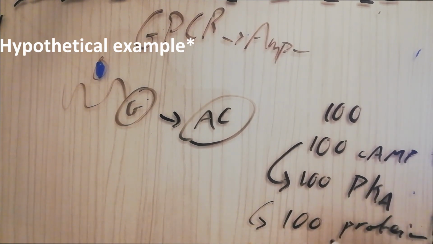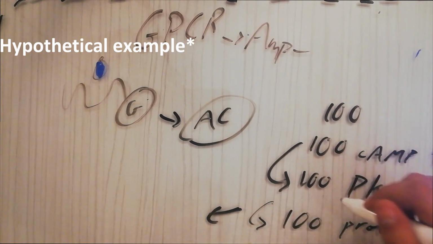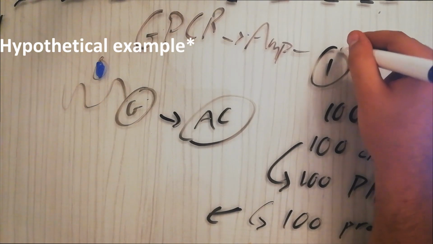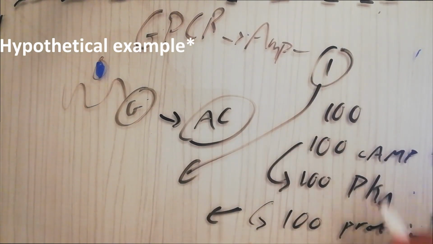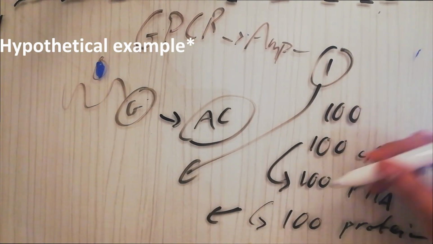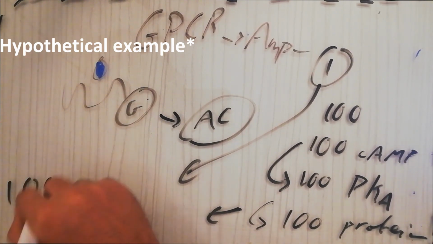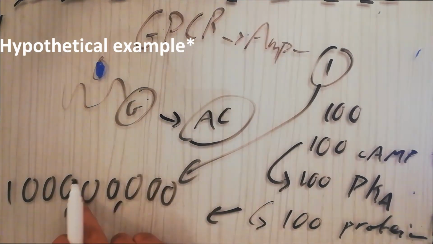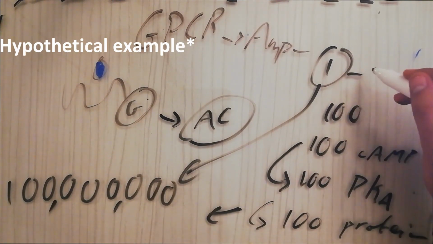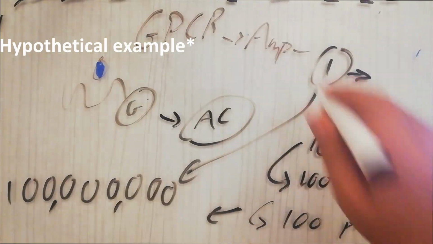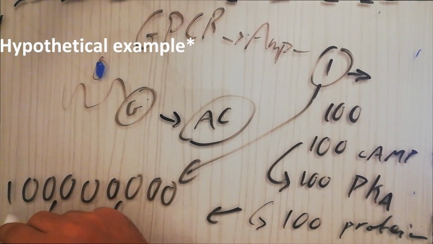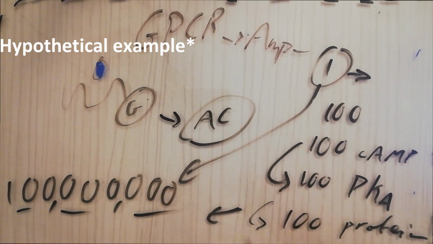So if you do the math real quick, you could do 100 times 100 times 100 times 100. You would see that you started with only a single molecule, and now you are ending with a figure that has 8 zeros. So that's 1, 2, 3, 4, 5, 6, 7, and 8. You started with a single ligand, and now after amplification and signal transduction from one molecule to the next, you end up with 100 million molecules of phosphorylated proteins.